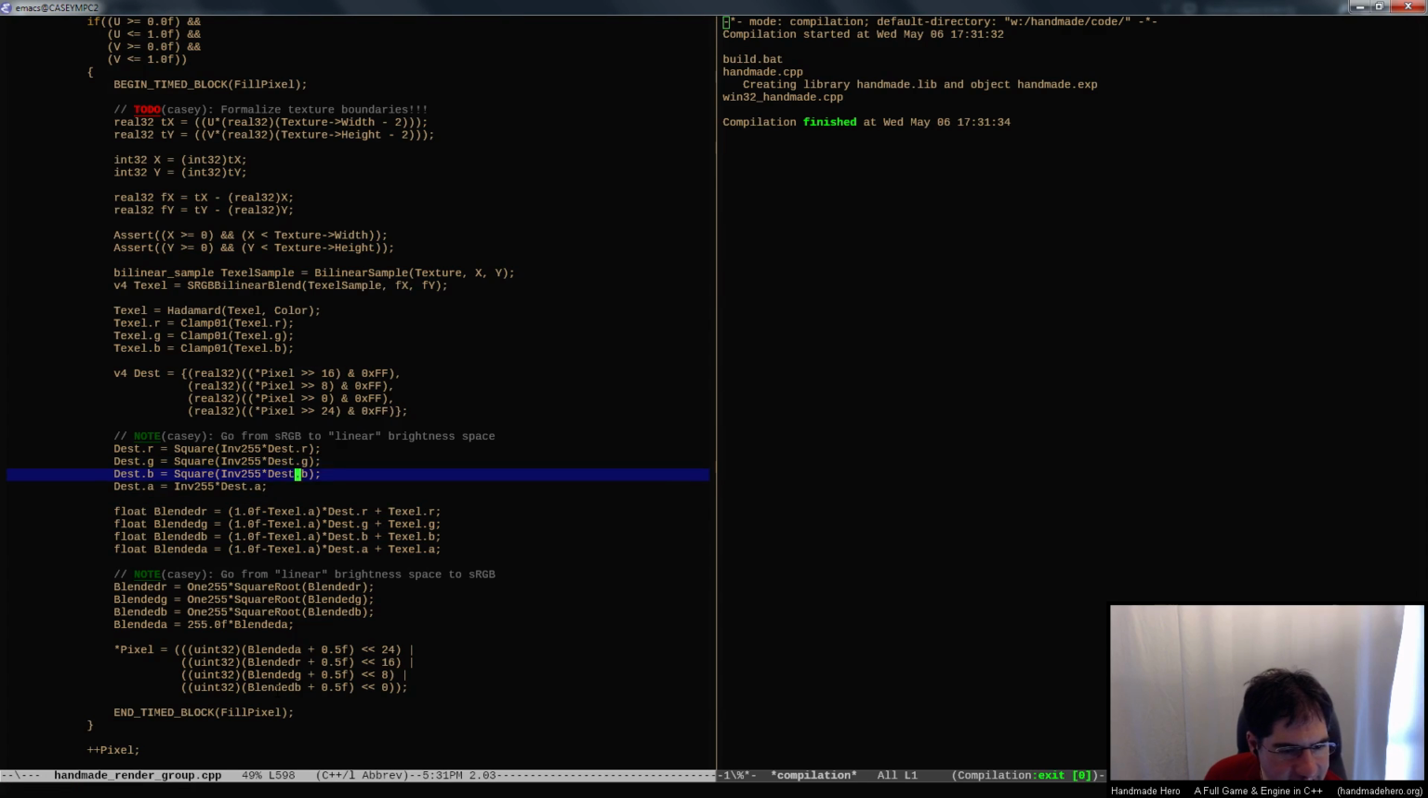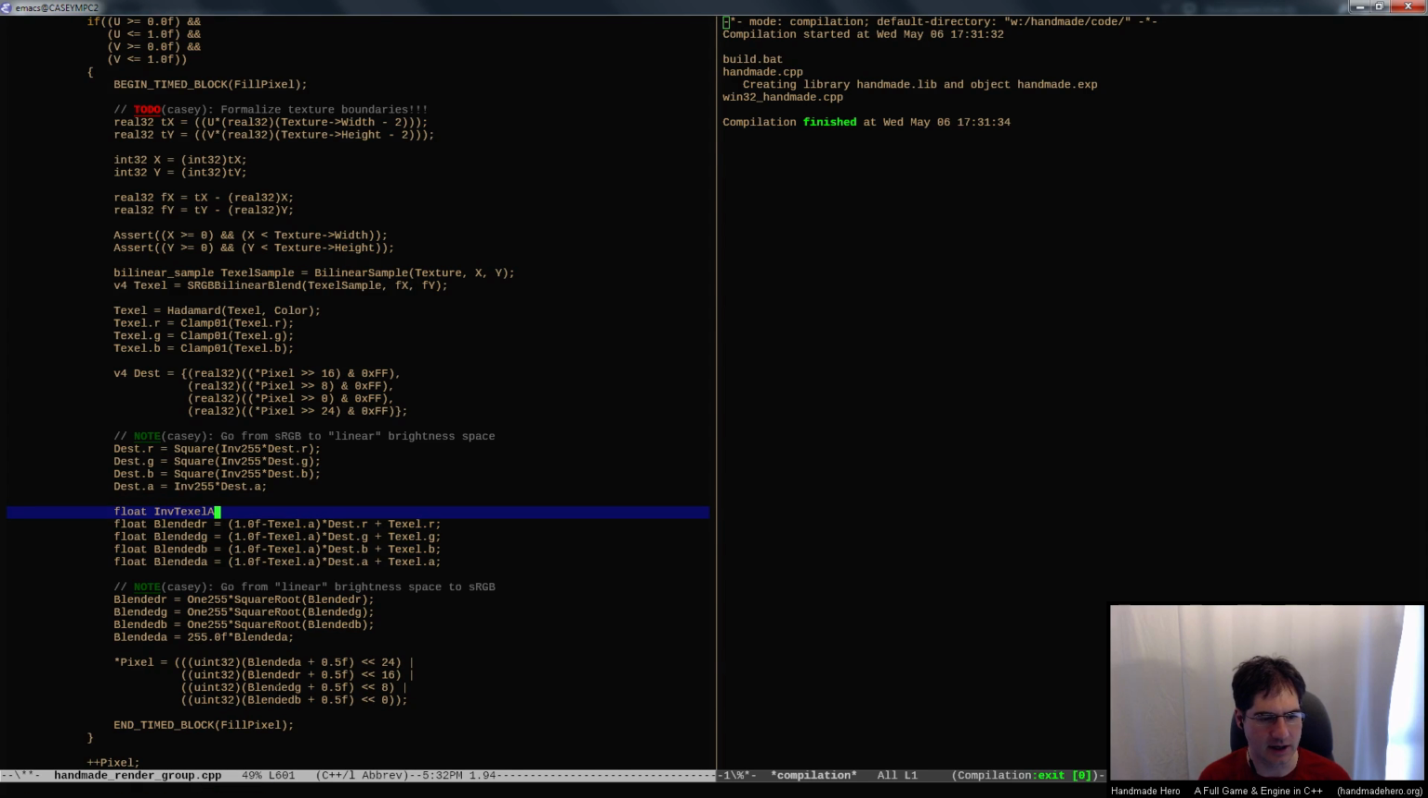So let's take a look here. I don't see a whole lot of cruft in what's happening here. It looks fairly straightforward, right? We're squaring these values to bring them into the linear brightness space, which makes perfect sense. We have to compute the texel A, which we use. So you know we've basically got an IM texel A here, right? Which is this value.